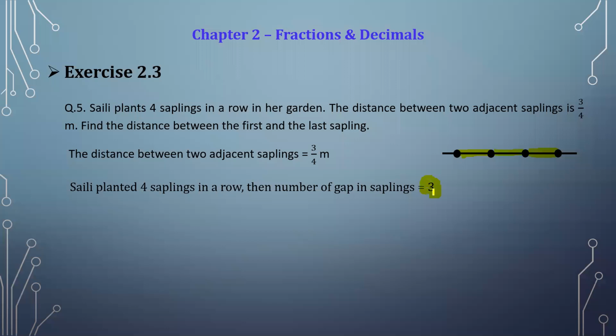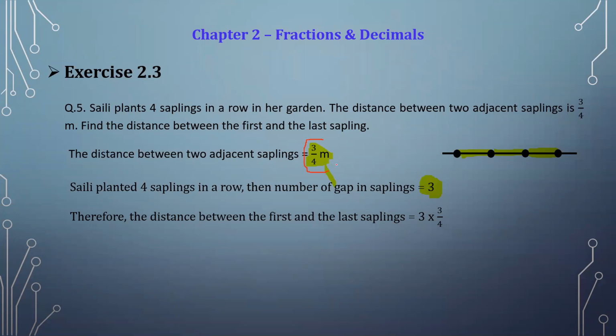So in total, how many gaps are present? 3 gaps are present. And for each gap, the distance is 3 upon 4 meter. Therefore, in order to calculate the total distance between the first and last sapling, we multiply the distance between 2 adjacent saplings by the number of gaps. That means we have to take the product of 2 values. The first value is the distance between 2 adjacent saplings, and we multiply it by the total number of gaps.